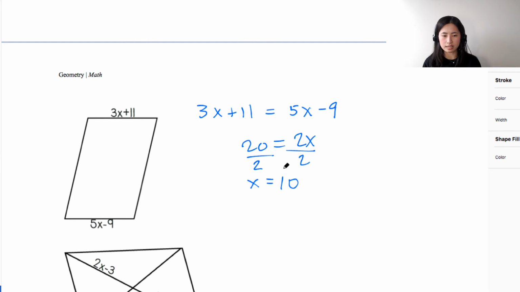So once we know that x is 10, then this is 3 times 10, which is 30 plus 11, right? 30 plus 11, that's equal to 41, right? So if you know that this is 41, this also needs to be 41, right? Because it's 5x minus 9, that's going to be 41.